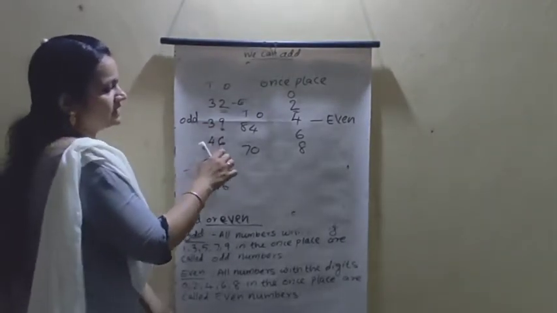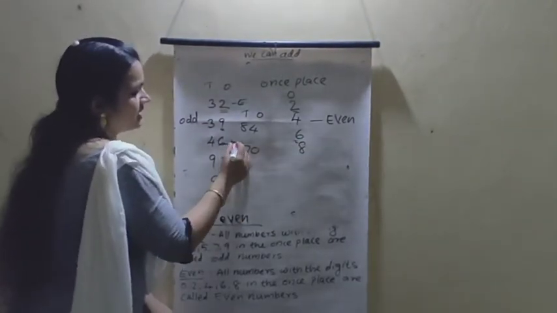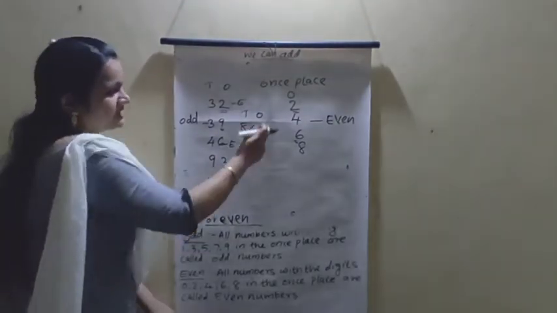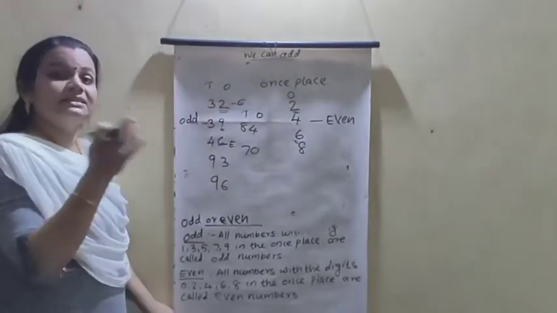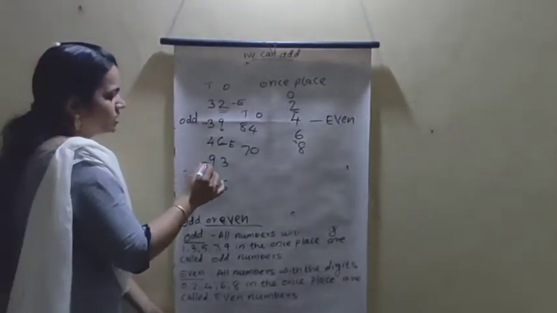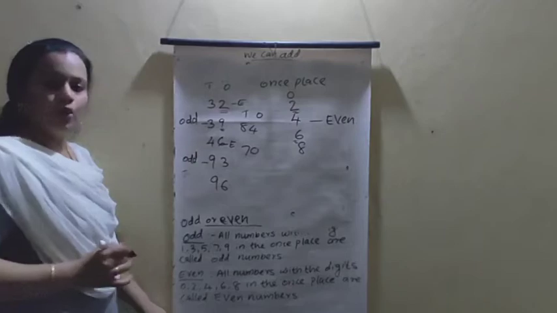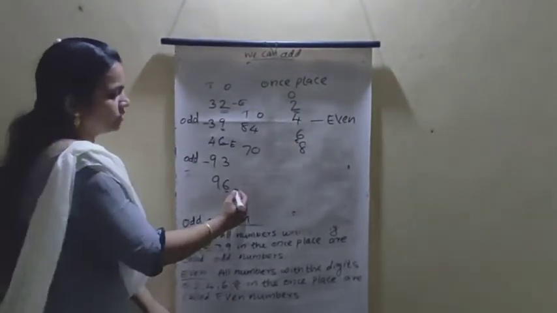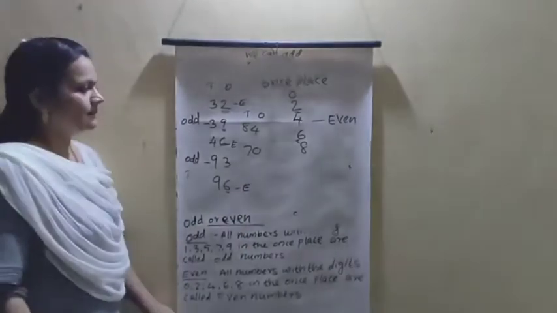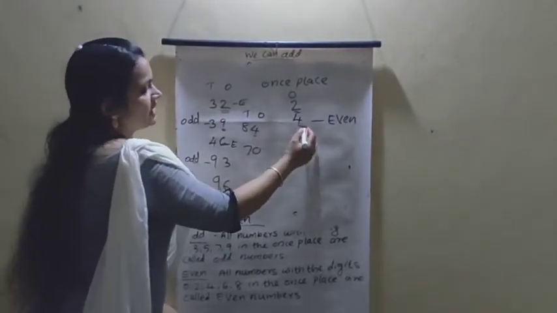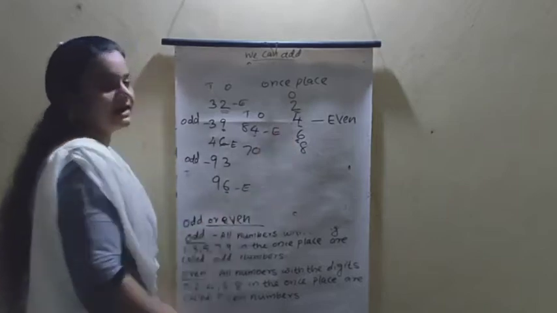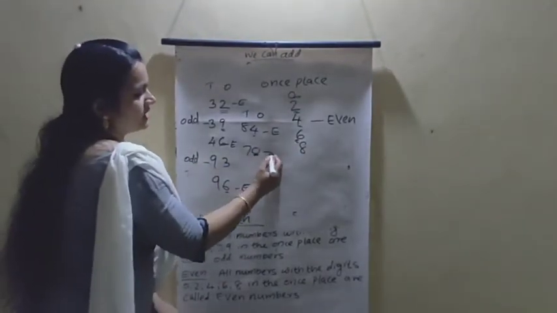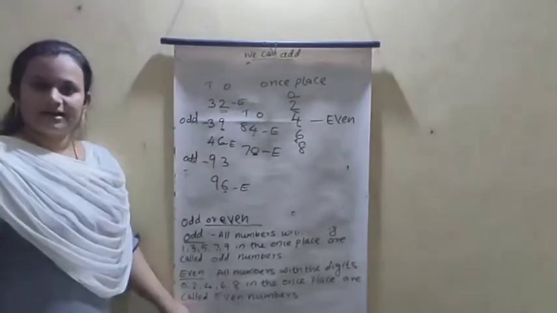Then 46: 6 is here, so this is an even number. Then 93: 3 is the ones place, and 3 is an odd number, so 93 is an odd number. The next is 6, so this is also an even number. Then 84: 4 is here, so this is also an even number. Then 70: 0 is here, so this is an even number.